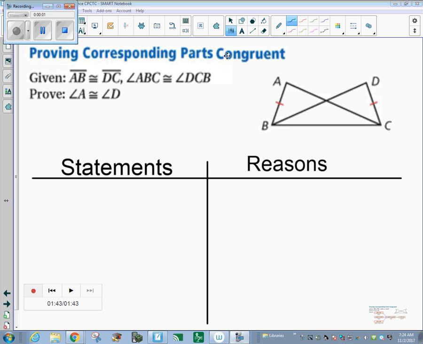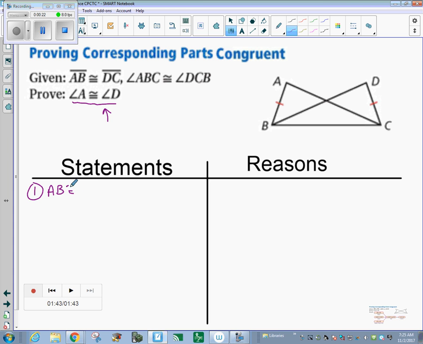Well, hello everybody. We're going to do a couple more proofs here. We're going to take it a step further. So today, as we go through these proofs, we are going to solve not for a triangle, but for one step after that. So we need to make sure that we first show the triangles congruent and then take it that one step further. So the first thing I'm going to do is write down my given statements.